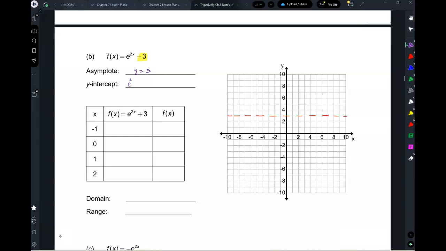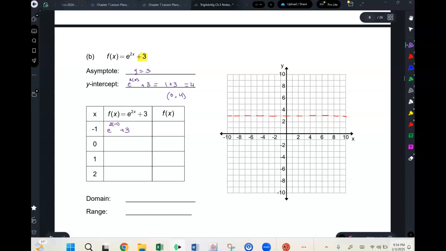Okay, the y-intercept. E to the 2 times 0, plus 3. E to the 1 plus 3. Oh, no, not e to the 1. E to the 0 is 1, plus 3, so that's 4. So (0, 4). Okay, so what's going to happen here is the following. E to the 2 times negative 1, plus 3. Let's see how much that is.